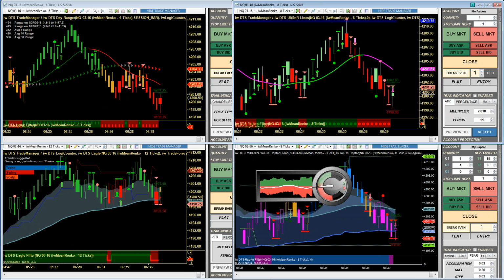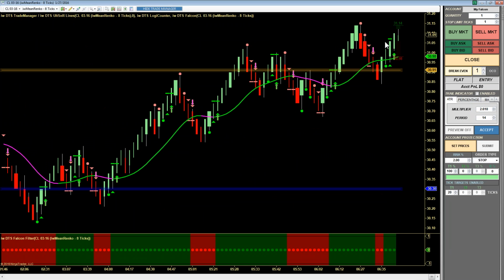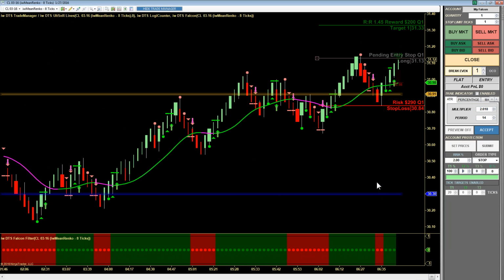Let's see, I'm also watching crude oil. Oh, we're getting a late filter entry signal here on crude on the Falcon. This is actually a high probability signal. You can see it's tripped already, but I might be able to pick it up off of this next bar. Yes, I can. All right, so the late filter entry signal on the Falcon is a pretty high probability signal.